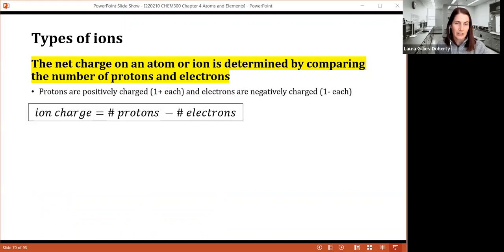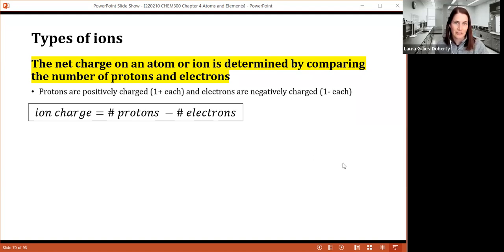So to figure out the ion charge, take the number of protons minus the number of electrons to give us the overall charge of the atom. When the protons and electrons are equal, when you subtract the two, you end up with 0 or neutral as your ion charge. When you have more electrons than protons, you're going to end up with a negative number, a negative ion charge. If you have fewer electrons than protons, you're going to end up with a positive ion charge. So we have special names for these ions.